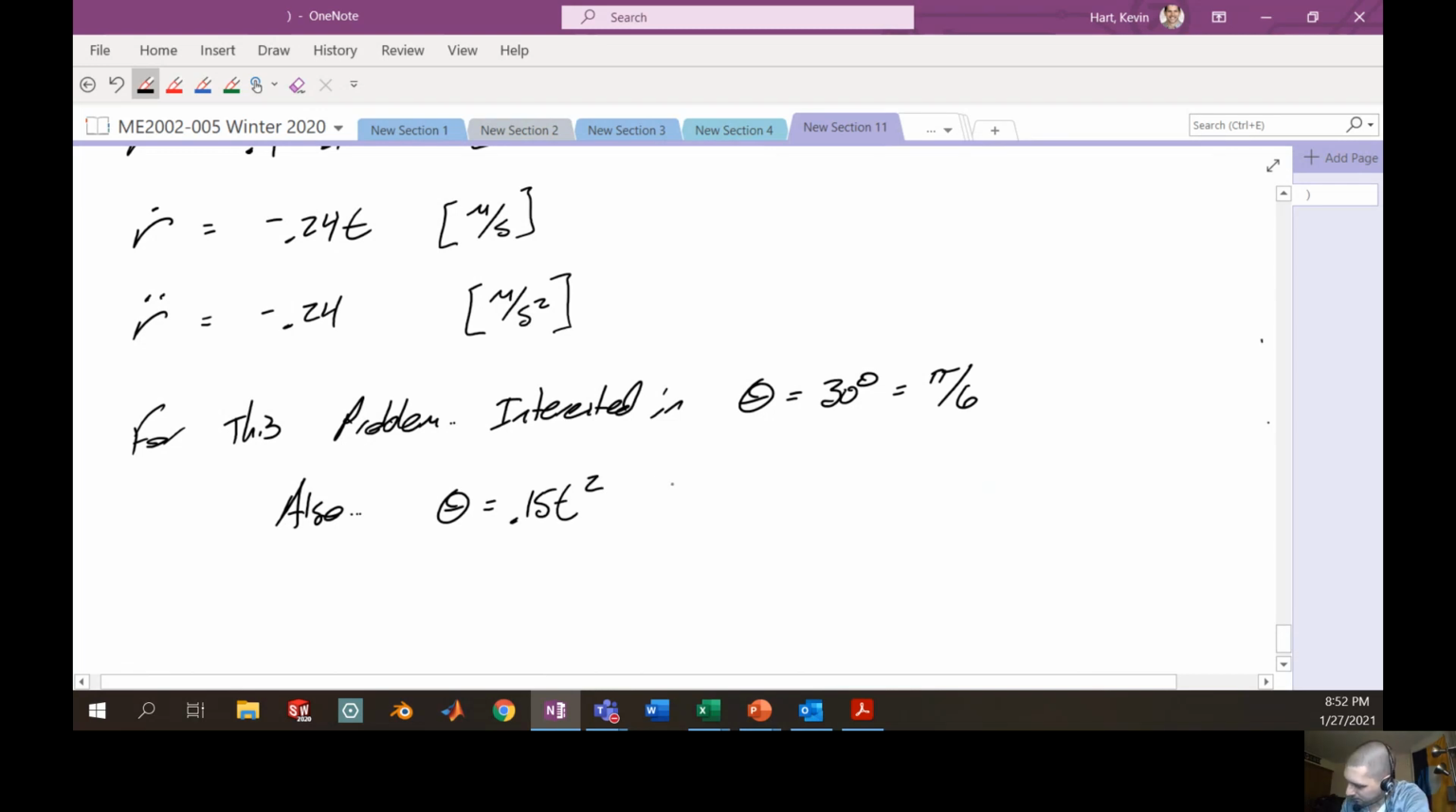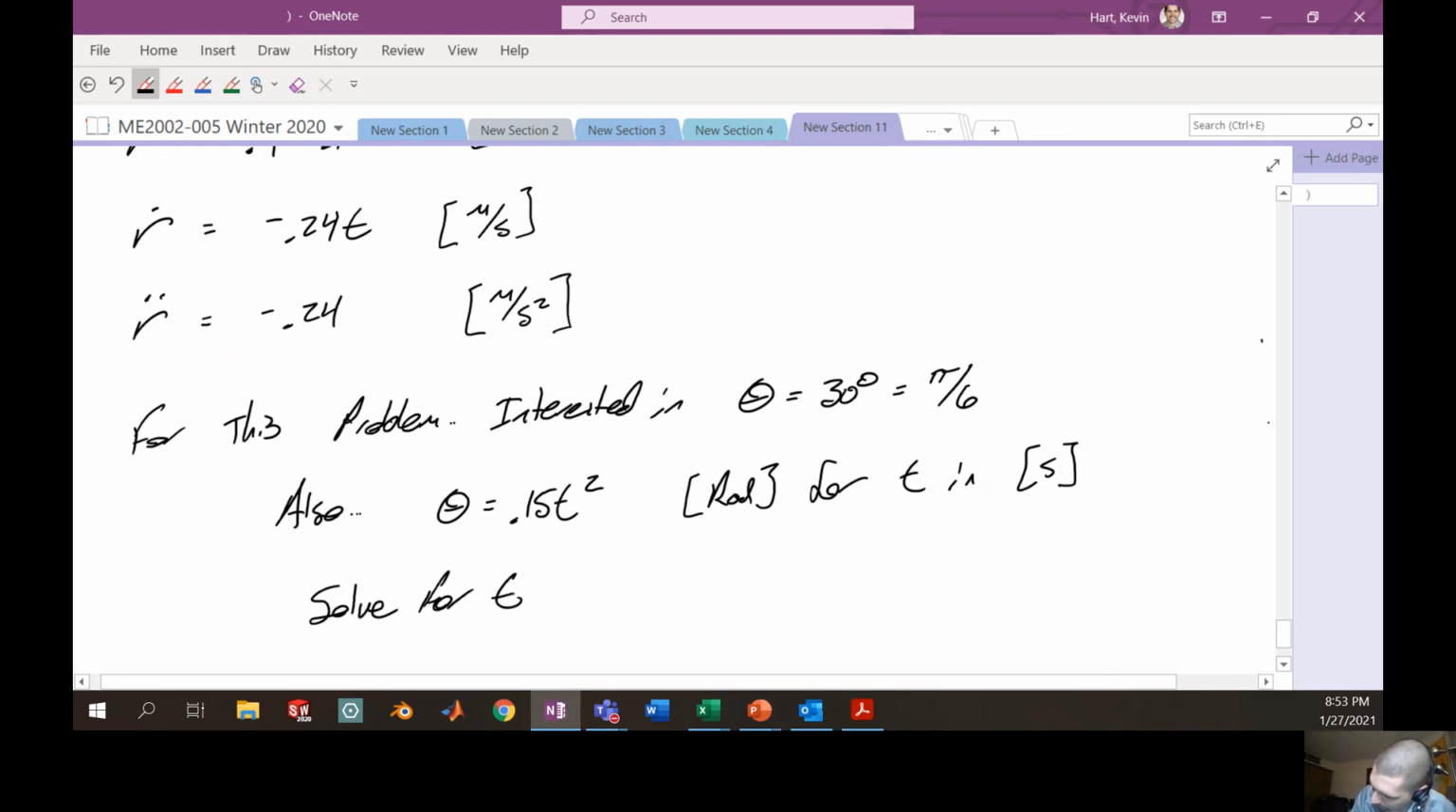Okay, and this is radians for t in seconds. So what I can do with this information is figure out how long it takes our object to get to theta equals 30 degrees, and then figure out the specific snapshot in time that I'm interested in for this problem. So solve for t. And if you do this, you'll find that the only t that makes sense, you could have plus or minus here, but negative time doesn't really make sense, is going to be 1.87 seconds.